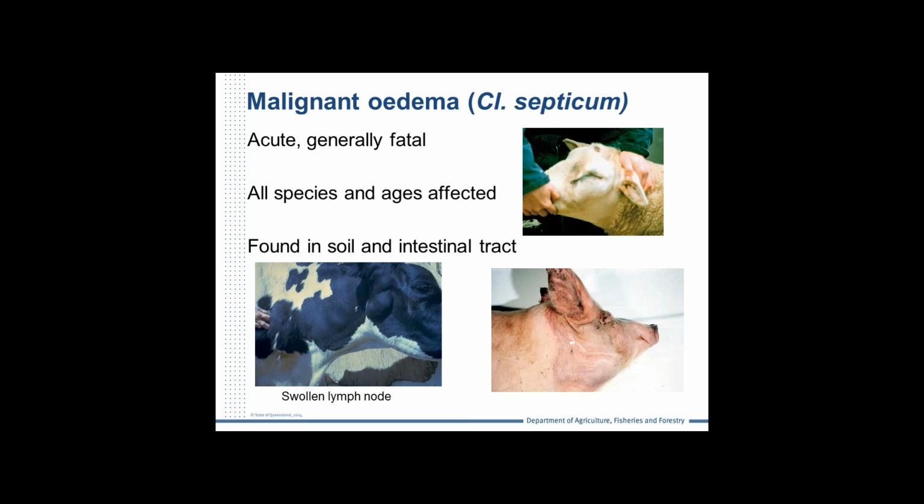Thanks, Sandy. Okay, well, I'll talk about malignant edema. It's caused by Clostridium septicum. It, again, is an acute, generally fatal toxemia, and it affects all species and ages of animals. The organism is again found in the soil and intestinal contents of animals. These pictures just show a swollen lymph node in a cow, a discoloured and slightly swollen head of a pig, and a swollen head of a sheep.